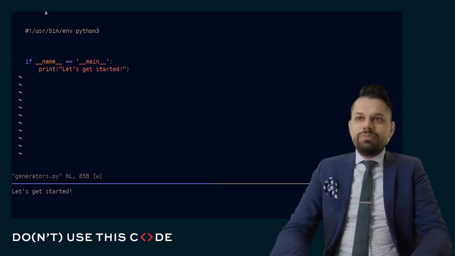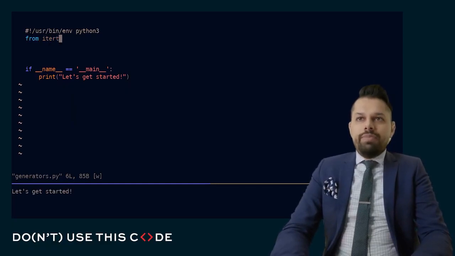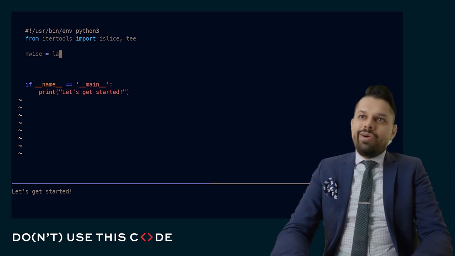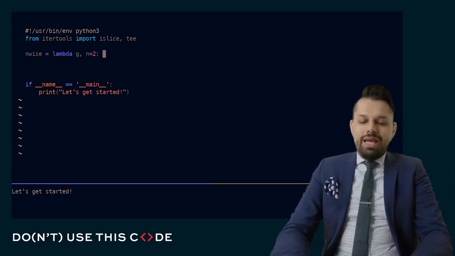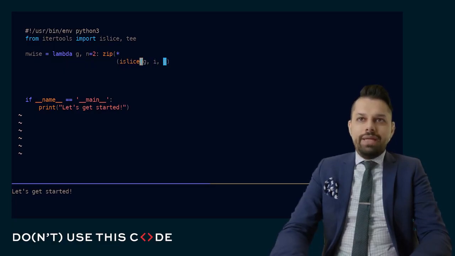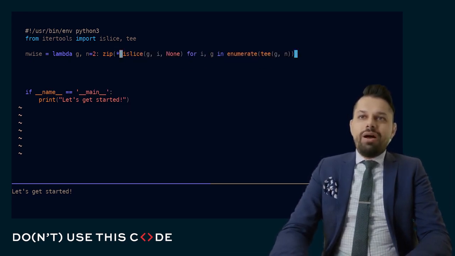Let's take a look. Here, when I write nwise, I always start with, say, from itertools import islice and tee. I say nwise equals a lambda, because I want to show off and write it all in one line. And what I do is I'm zipping, and that sounds like a good start. I'm zipping the islicing of g from i to the end, for i, g in enumerate(tee(g, n)). And at this point, a lot of people are like, where on earth did he come up with that? What the heck does that even mean?